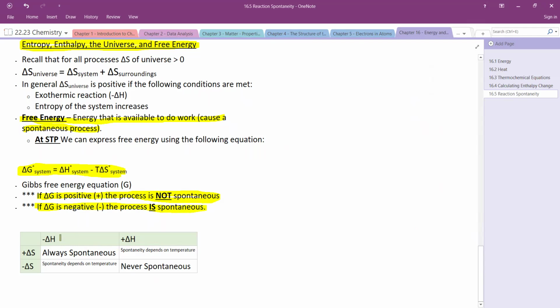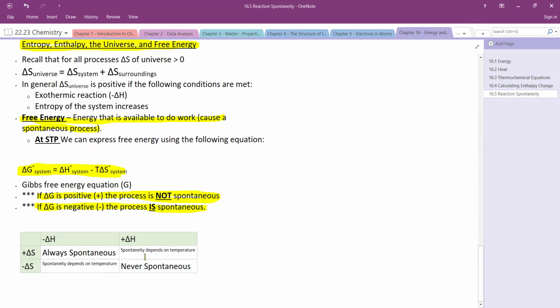Okay. So if we consider a chemical reaction that's happening, if we have an exothermic reaction, a negative delta H, and that reaction increases the entropy of the system, maybe it forms gas products, that will always be spontaneous. On the other hand, if we have an endothermic process, and that process results in a decrease in entropy, a negative delta S, that process will never be spontaneous.